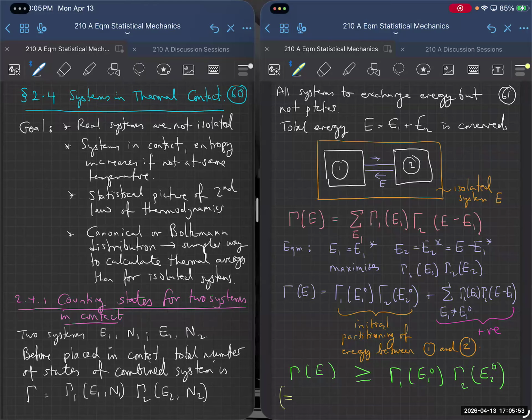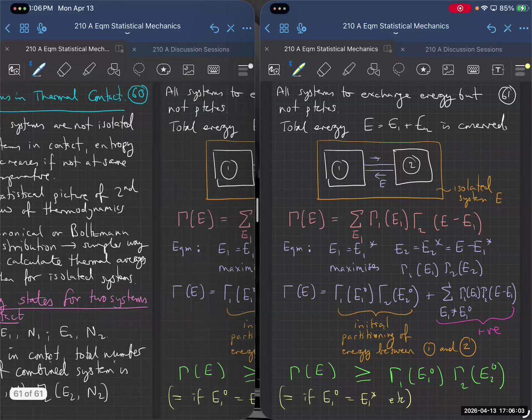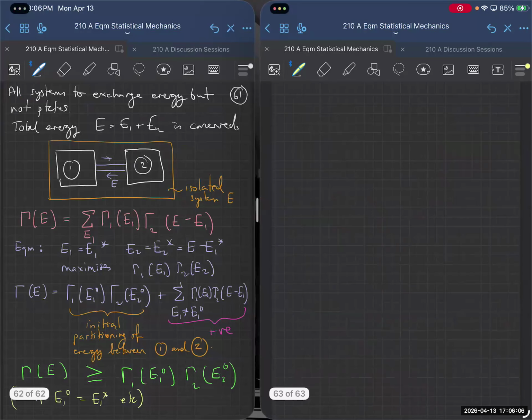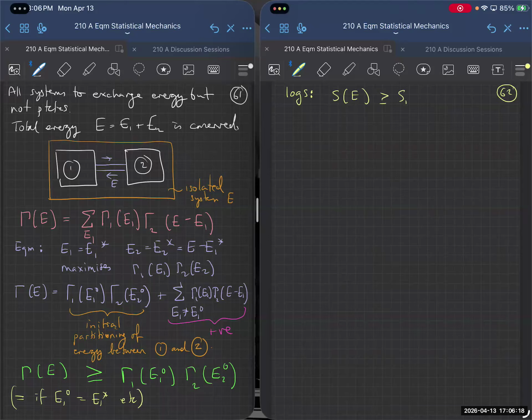Equal if E10 is equal to E1 star, etc. So that inequality must be true. And now all I have to do is take the logarithm, take the logs, and that tells me that the entropy of the system with energy E is greater than or equal to the entropy of the system initially, like so, and that is the entropy of the combined system is greater than or equal to the total initial entropy.